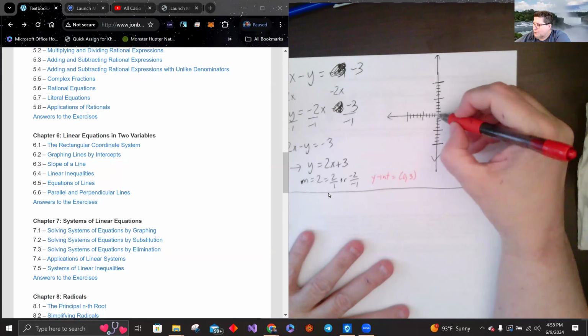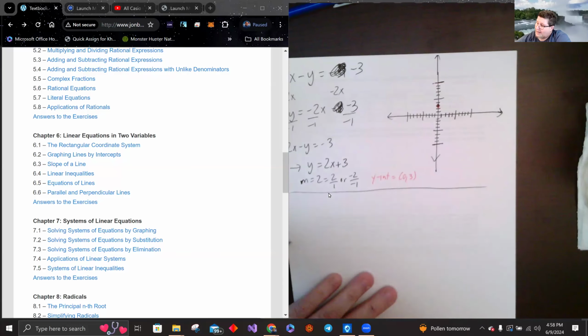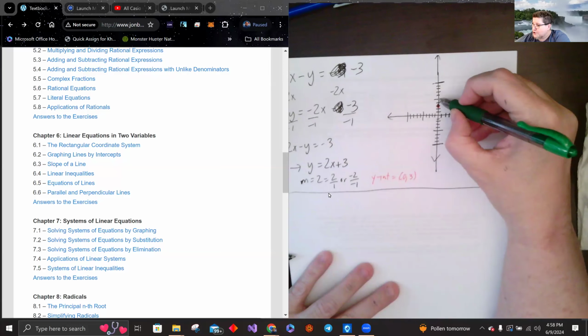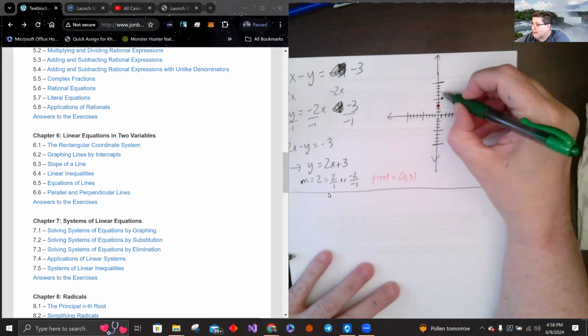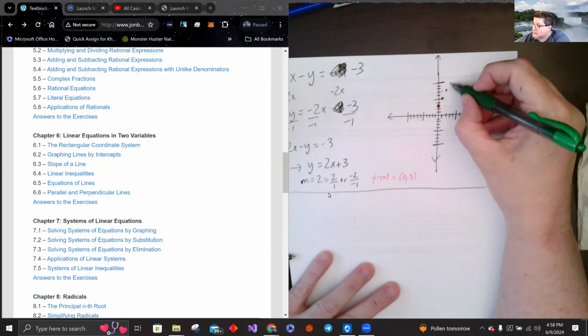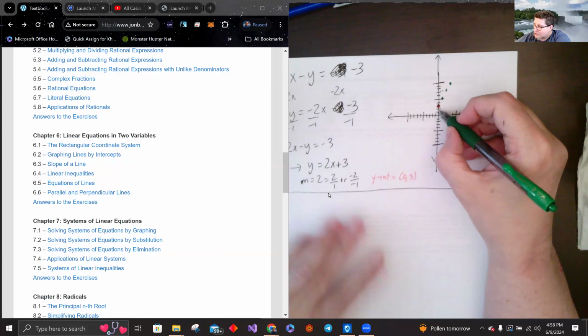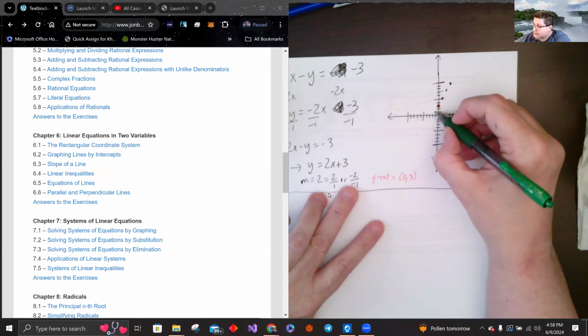All right, so 0, 3 is right here. And then I'm going to do a rise of 2 and a run of 1. And I'll do this a couple times. Or I could do down 2 and left 1.